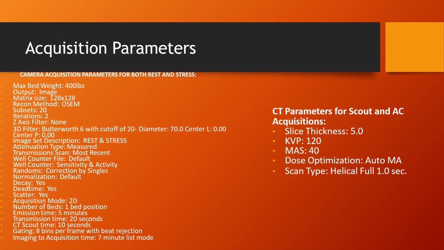The CT parameters will pretty much be about the same depending on which scanner you're using also, but it'll have a 5 millimeter slice thickness. KVP will be 120. MAS is set at 40. This is a low dose CT. And then dose optimization with auto mA is usually turned on if you have any kind of dose modulation. And then the scan type is going to be a helical CT.